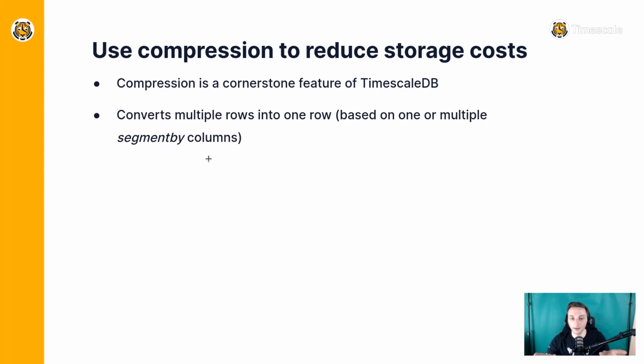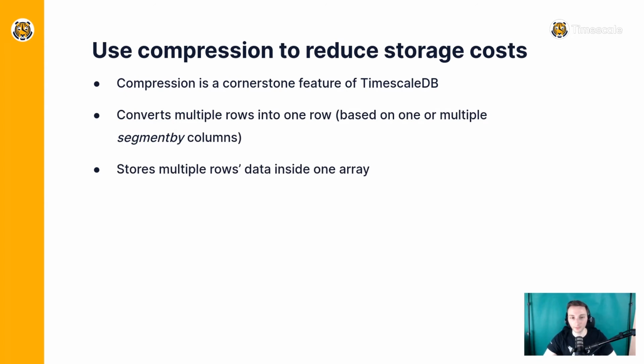But basically, whatever you use to segment by that column will not be compressed, but everything else will be. And what will happen is that TimescaleDB, instead of storing each data row in one row, will store multiple rows of data inside one row, and it will create an array from the data.